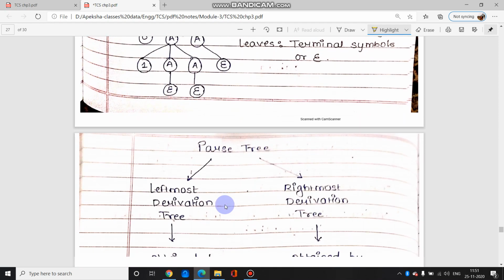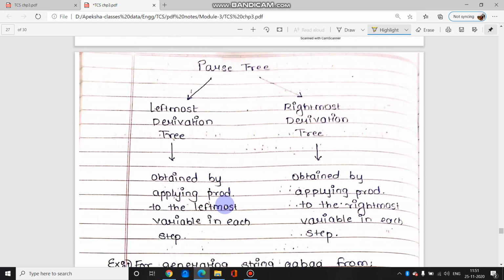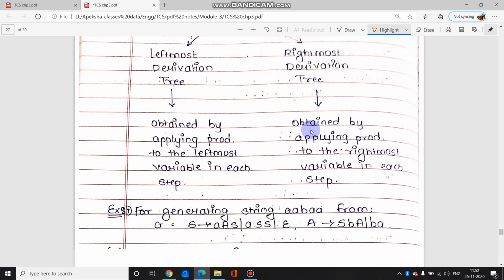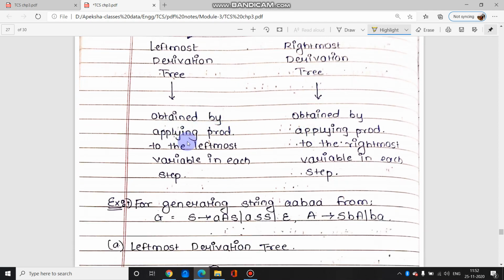Let us have a clear example. Now, before starting with that example, see the parse tree. When you derive the parse tree, you can have two types of derivation: the leftmost derivation and the rightmost derivation. The leftmost derivation is obtained by applying production rules to the leftmost variable in each step, whereas the rightmost is obtained by applying the production rule to the rightmost variable in each step.